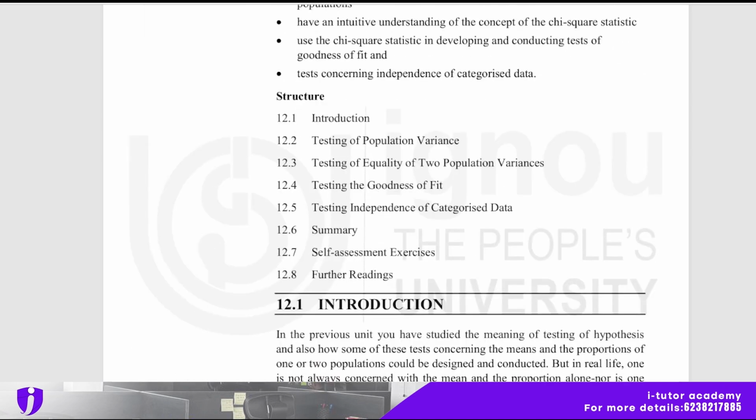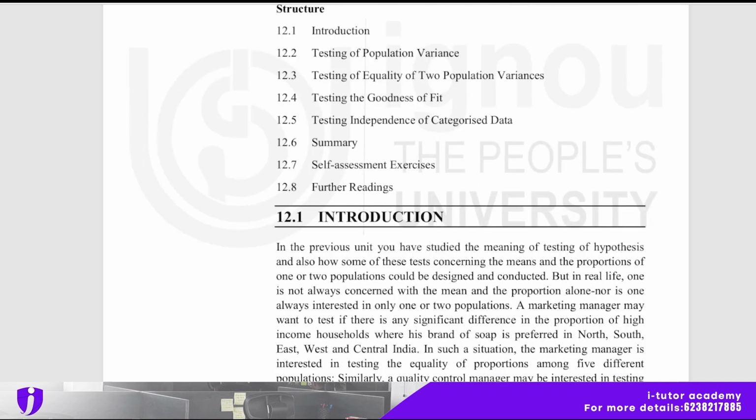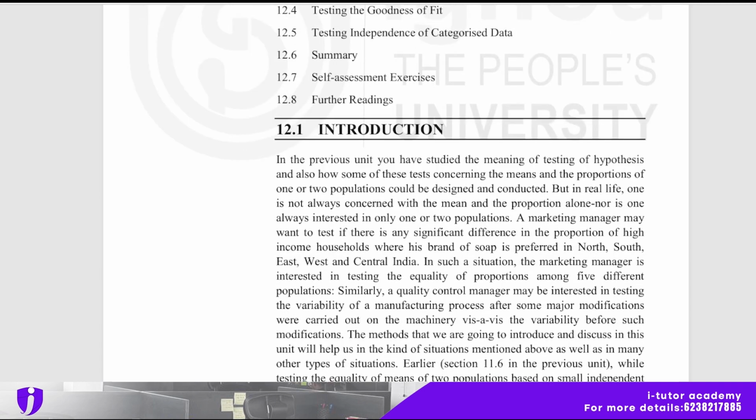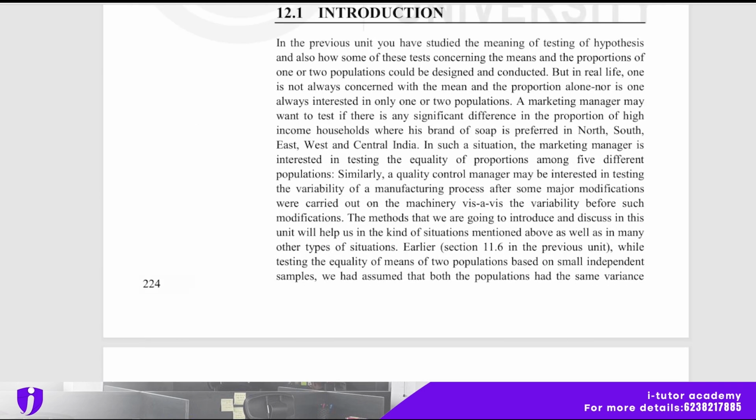And the structure of this unit is: there is an introduction, testing of population variance, testing of equality of two population variances, testing the goodness of fit, testing independence of categorized data, and a summary and self-assessment exercise. Let's begin with the introduction part.